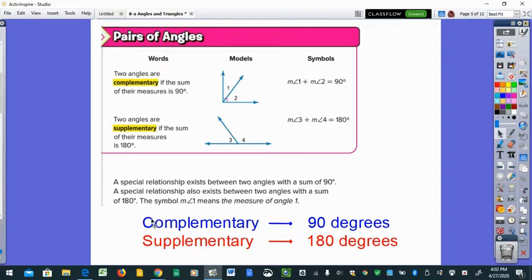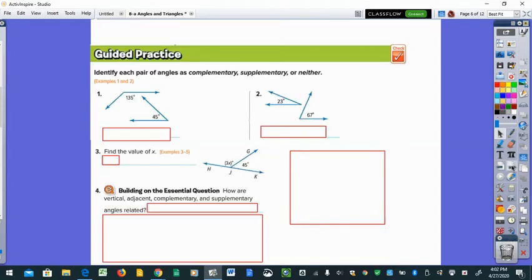Now, the way you can remember the two words that I talked to my classes about last year was remember that C comes before S in the alphabet. So C is the smaller number. It comes first before the 180 degrees. So complementary angles are a pair of angles whose degrees add up to 90 degrees, and supplementary add up to 180.